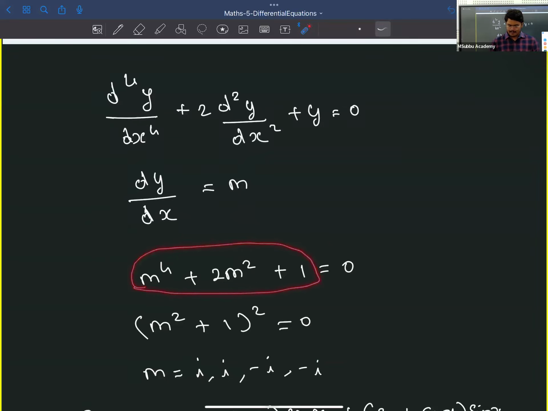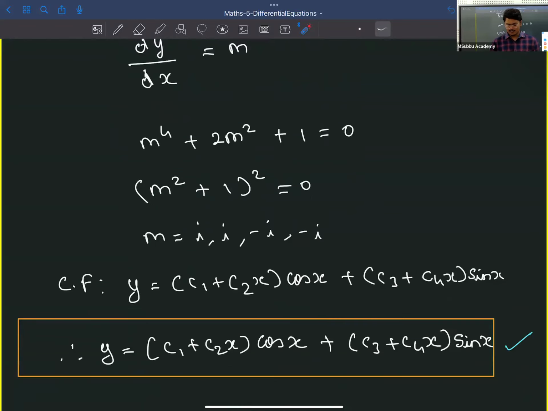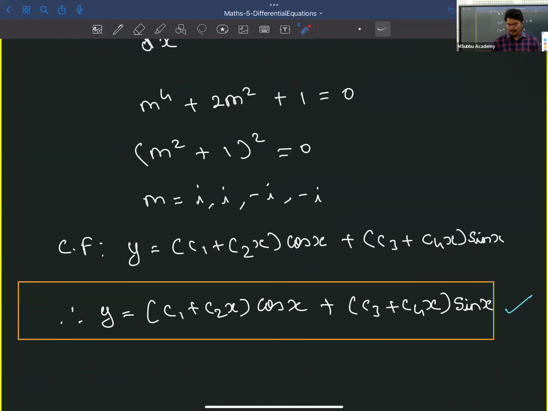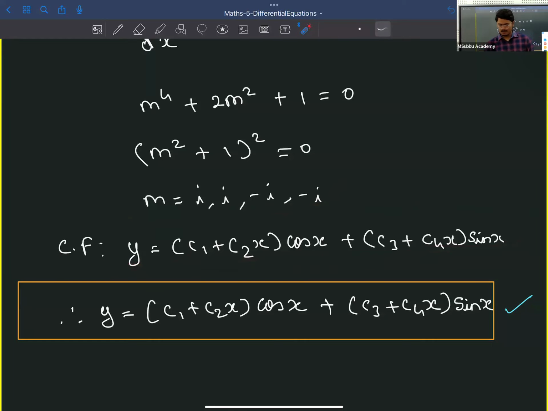When you factorize this, you will get m square plus 1 the whole square equal to 0. So what are the roots? m is equal to plus or minus i, plus or minus i, because it has 4 roots, m power 4, a biquadratic equation. Now when you have 4 roots and they are complex numbers, that is, when the roots are not real, this will be your complementary function.